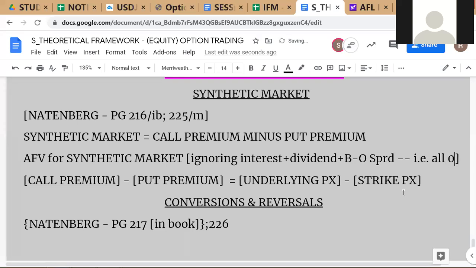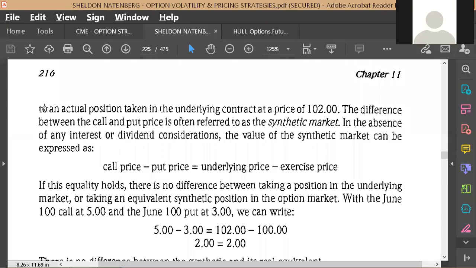All are zero. Okay. So ignoring all this, what he's saying is he's making a second statement, that the value of the synthetic market can be expressed as this. This is what he's defining as a synthetic market. And this should be the value of the synthetic market: underlying minus exercise. Okay. Underlying price minus exercise price.